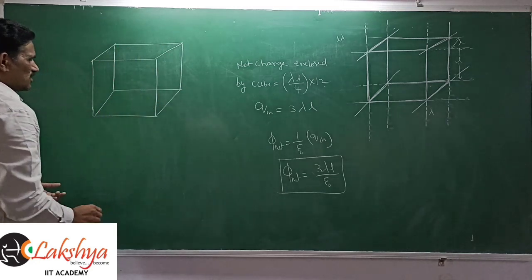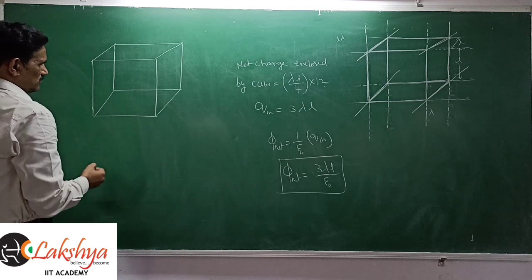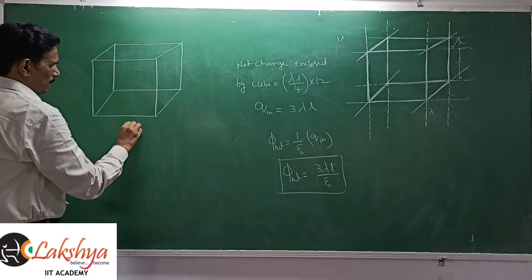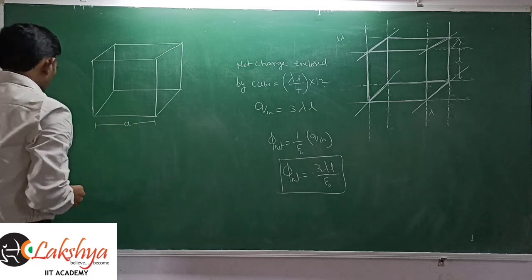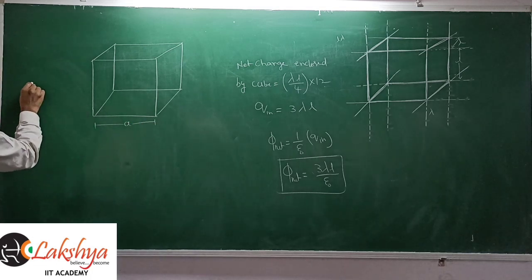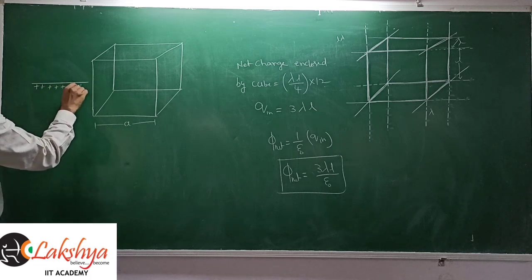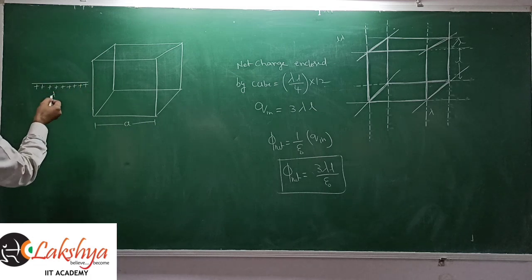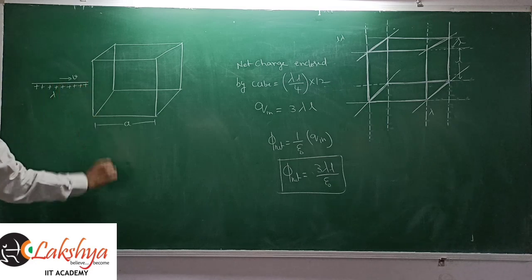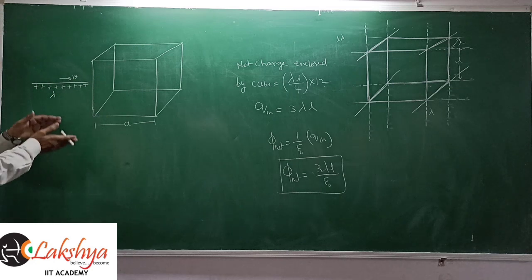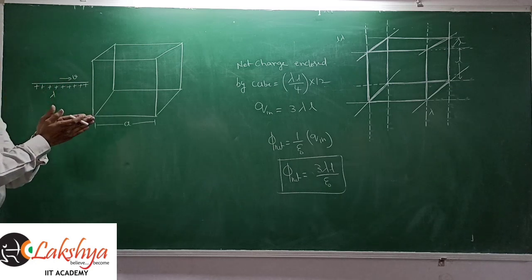Suppose I am taking a cube of side A. Now here this is a line of charge I am taking, having linear charge density lambda, and it is moving with the velocity v, right? Now here the question is, this imaginary cube we are taking here.